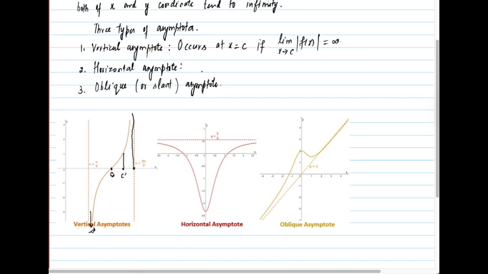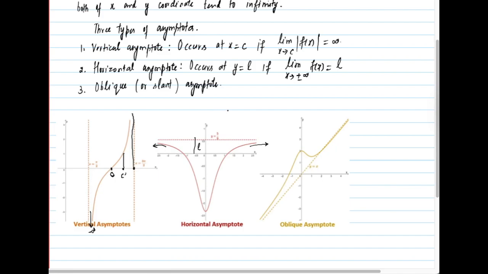And similarly, the horizontal asymptote occurs at some y equal to, suppose, L, if the limit as x tends to plus infinity or minus infinity of f of x becomes equal to L. If we look at this curve, when x goes to plus infinity or to minus infinity, this f of x gets closer and closer to L.